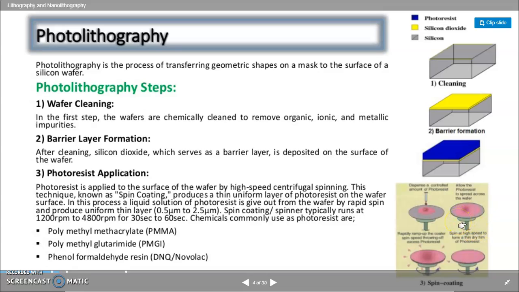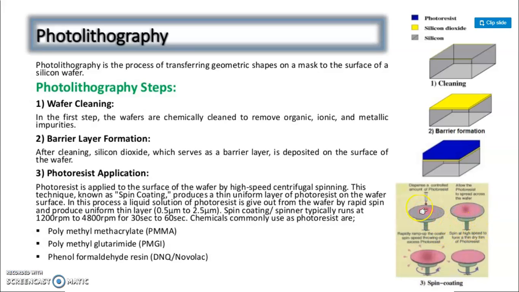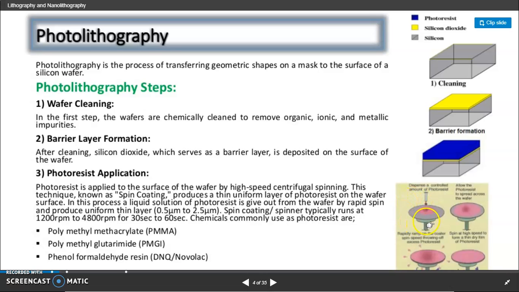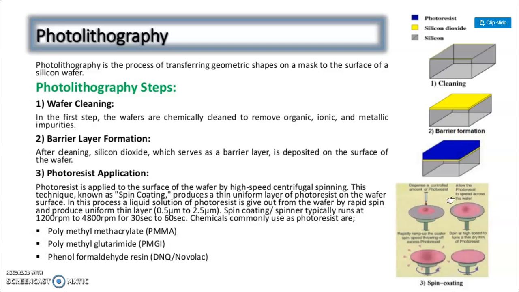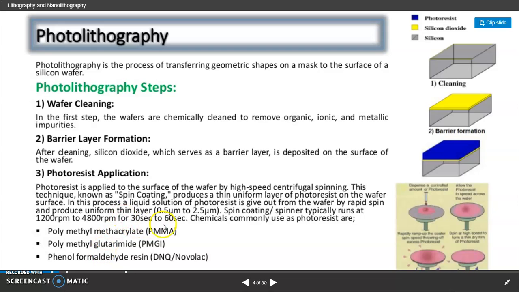In this process, a liquid solution of the photoresist is spread over the wafer by rapid spinning and produces a uniform layer, that means 0.5 micrometer to 2.5 micrometer. The spin coater or spinner typically runs at 1200 rpm to 4800 rpm for 30 to 60 seconds.